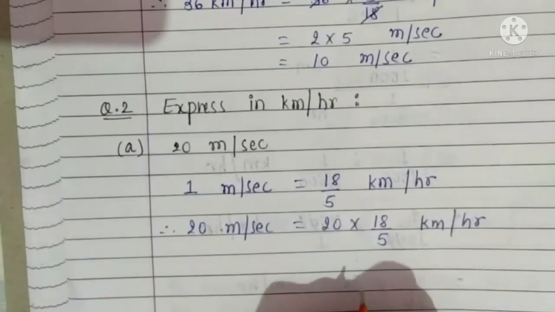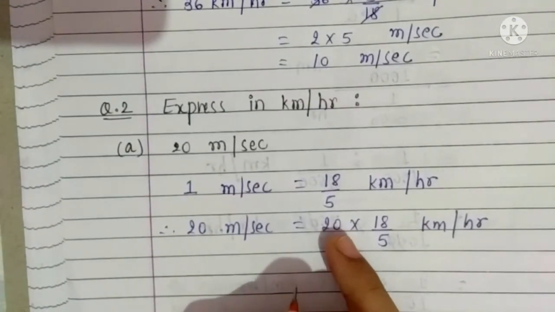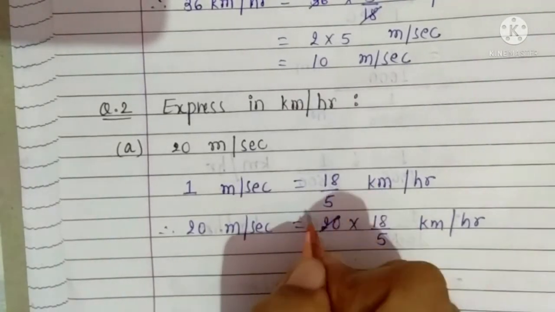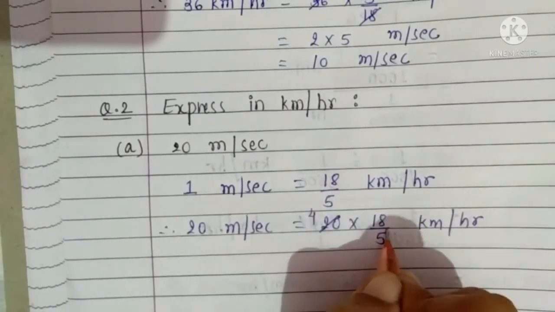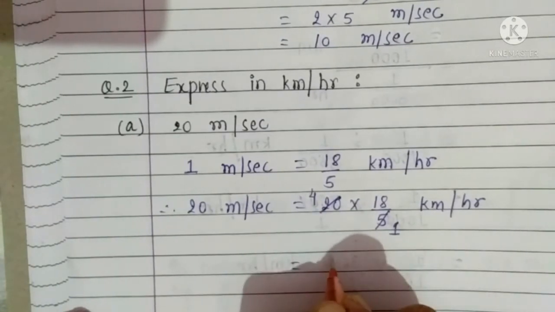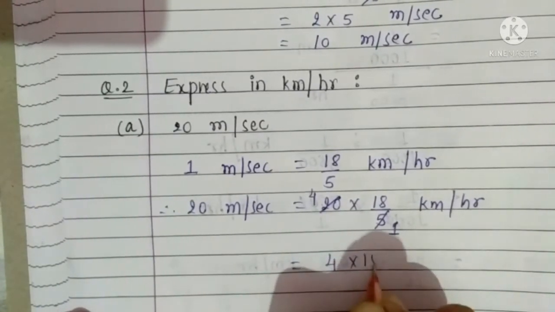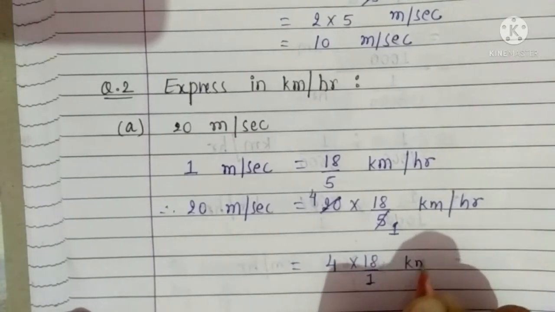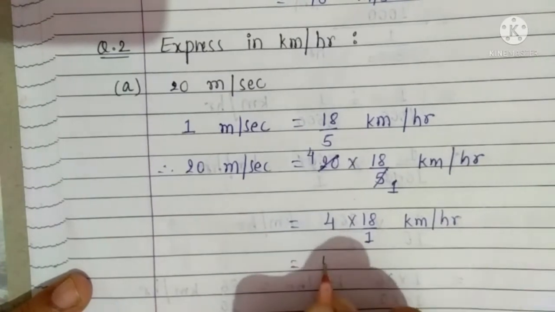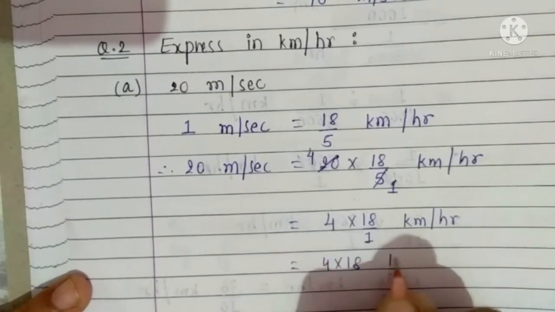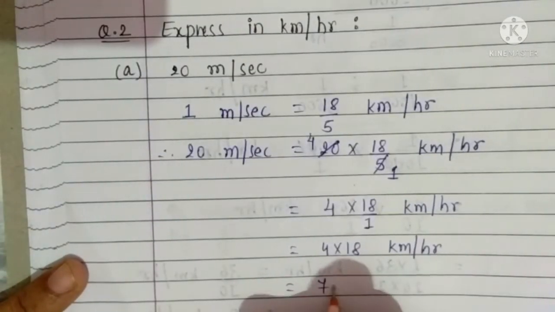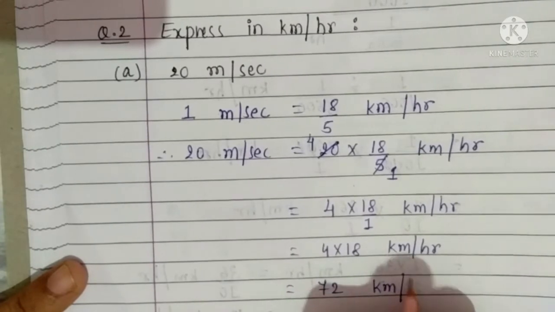हम यहाँ पे ऑब्जर्व कर सकते हैं कि 5 इज़ द कॉमन फैक्टर ऑफ 20 एंड 5. तो दोनों को हम 5 से डिवाइड करेंगे. 20 को 5 से डिवाइड करेंगे तो क्वेश्चन मिलेगा 4 एंड 5 को 5 से डिवाइड करेंगे तो क्वेश्चन मिलेगा 1. सो वी गेट आंसर 4 multiplied by 18 upon 1 kilometer per hour. So 4 multiplied by 18 kilometer per hour and this is equal to 72 kilometer per hour.